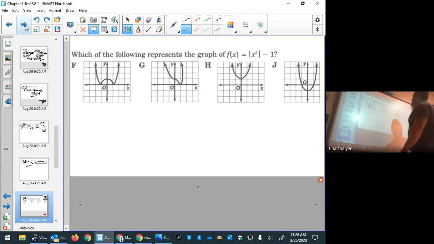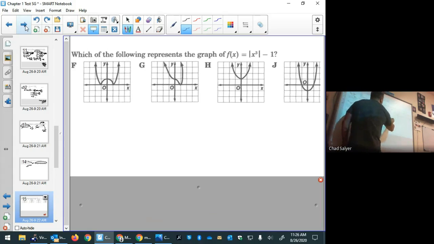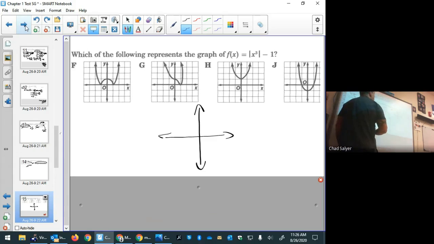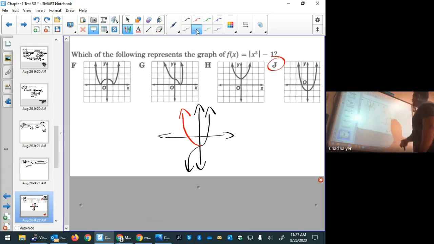Which of the following represents the graph of, and here on problem 14, the absolute value of x cubed minus 1. So if I were to just graph x cubed minus 1, that's going to look like this. But if I take the absolute value of the x cubed part, do you see how the negative x's are going to behave like positive x's? And so we'll have, instead of this downward part, we'll have this. And so it's going to look like J is in Juliet.